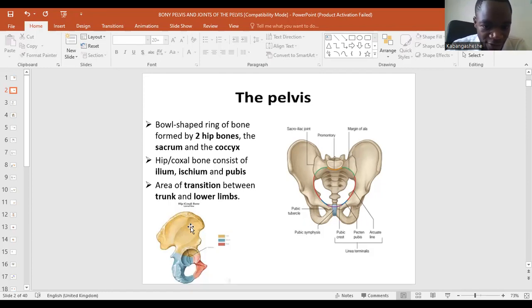Now, the ilium and the pubic bone. I'm in class.